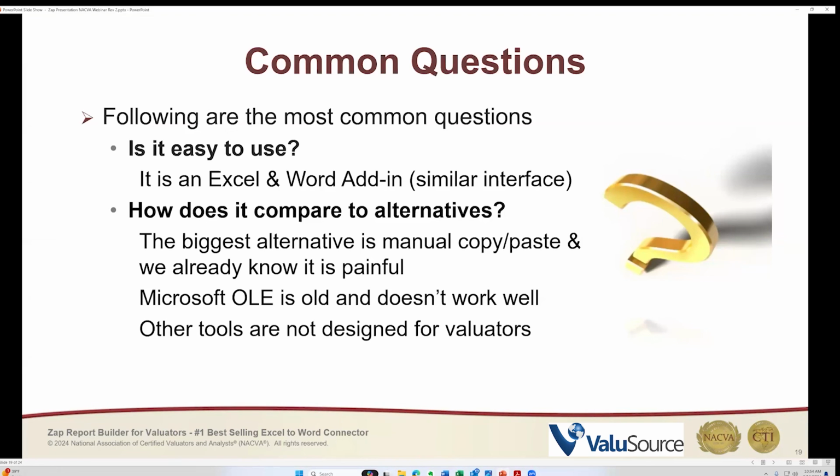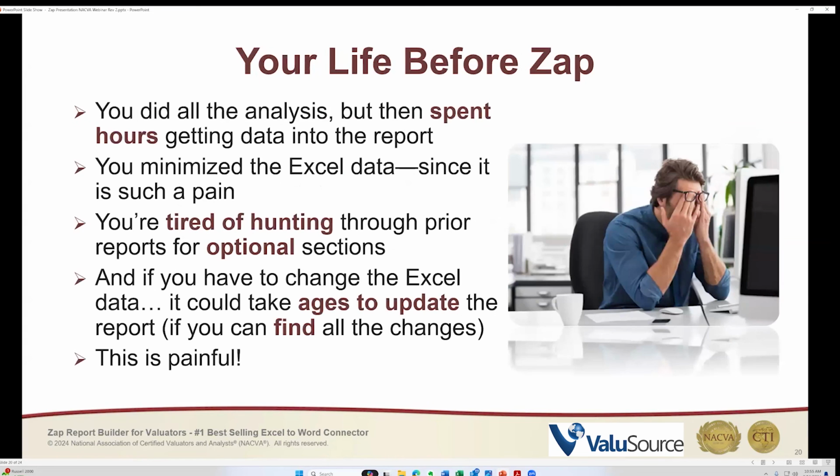How does it compare to alternatives? What we find most people are doing is copy-paste kinds of stuff. Compared to that, it's like a breath of fresh air. Microsoft OLE has some linking in it. It's old, it doesn't work. I don't know anybody using that. There are a couple other tools out there that do some linking of Excel data to Word. We find that those are general tools. We took the perspective of an evaluator doing full-blown reports, not just linking some Excel data. So we think that this one is more focused and better for evaluators doing reports.